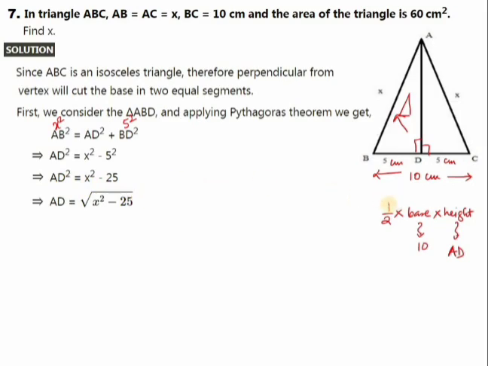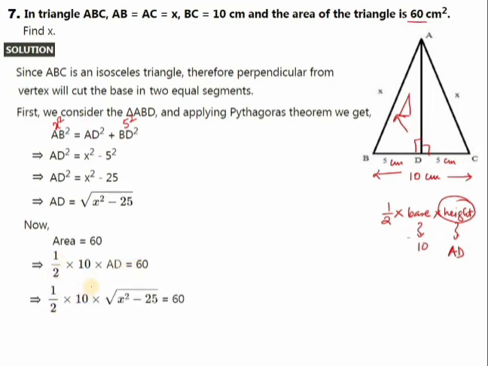And you know AD is what? AD is the height, isn't it? Now the area is given to be 60 centimeter square. So in place of area I am writing half into base, which is 10, into height, which is AD. From here you can do the cancellation or take these things out. So we have half into 10 into root over X square minus 25 equals 60.